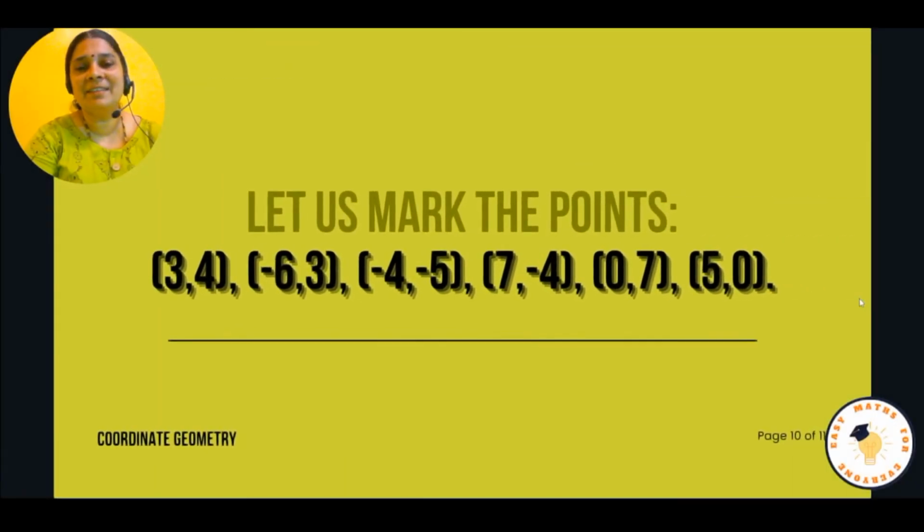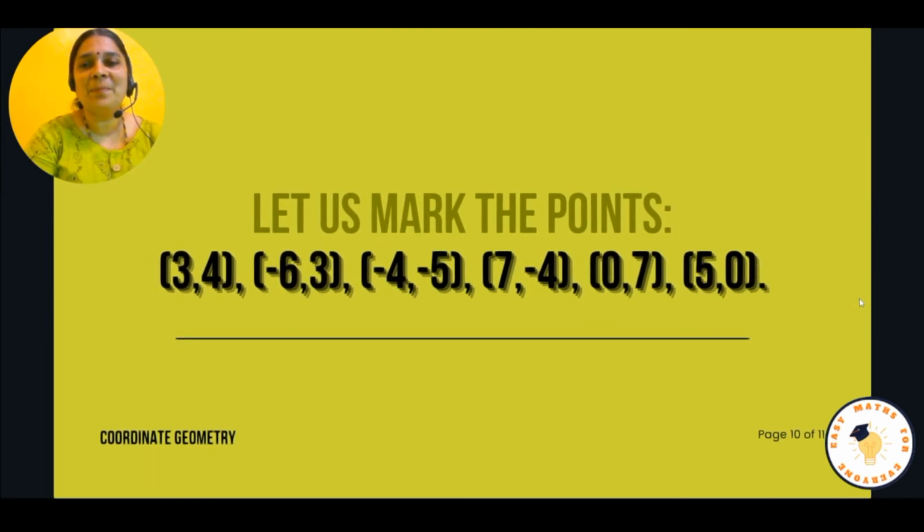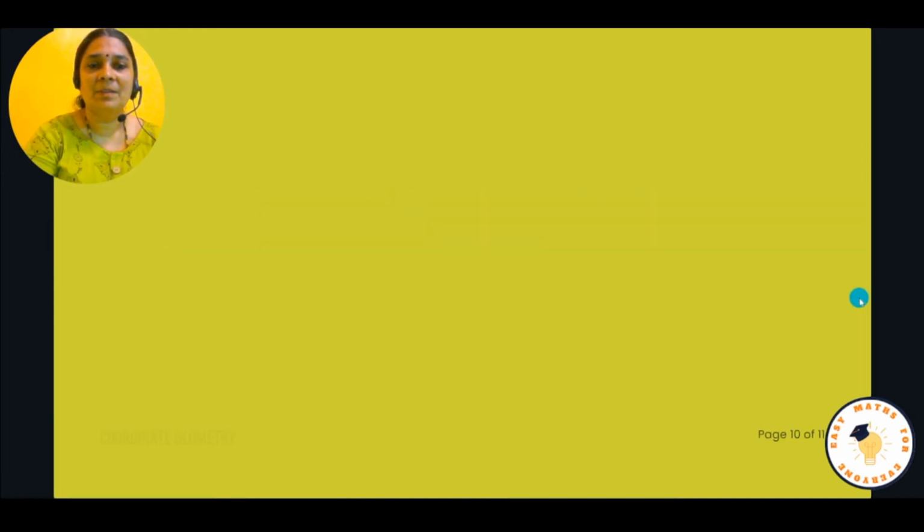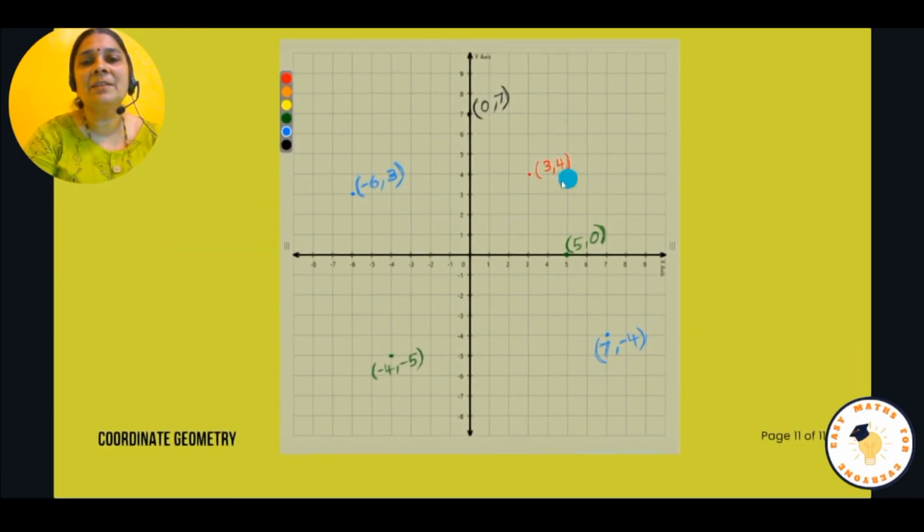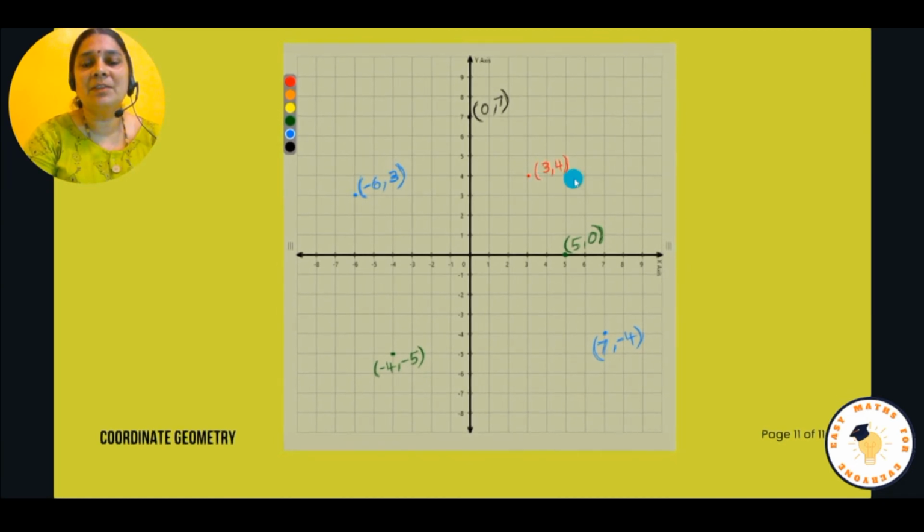Let's take a quick exercise. Let us try to mark the points (3, 4), (-6, 3), (-4, -5), (7, -4), (0, 7) and (5, 0). Let us mark the point (3, 4) in the Cartesian plane.